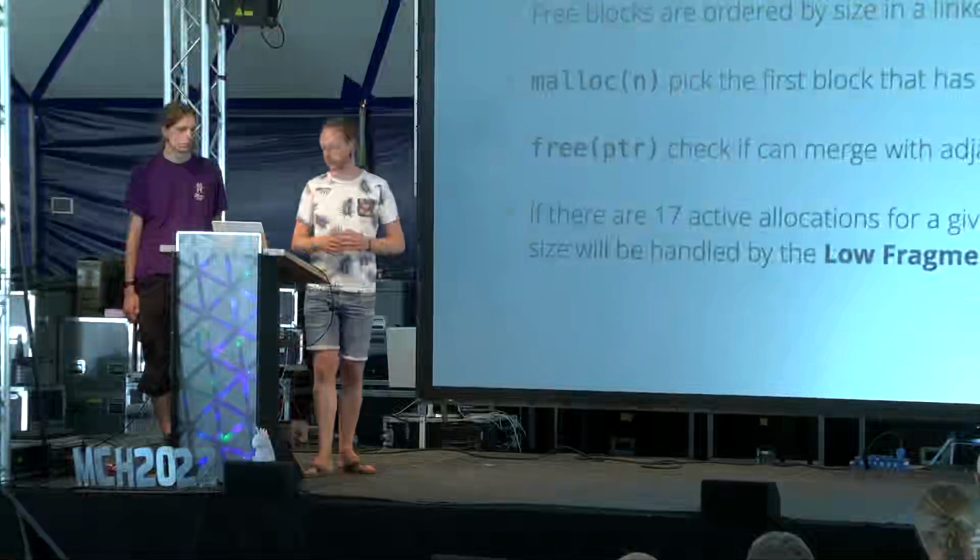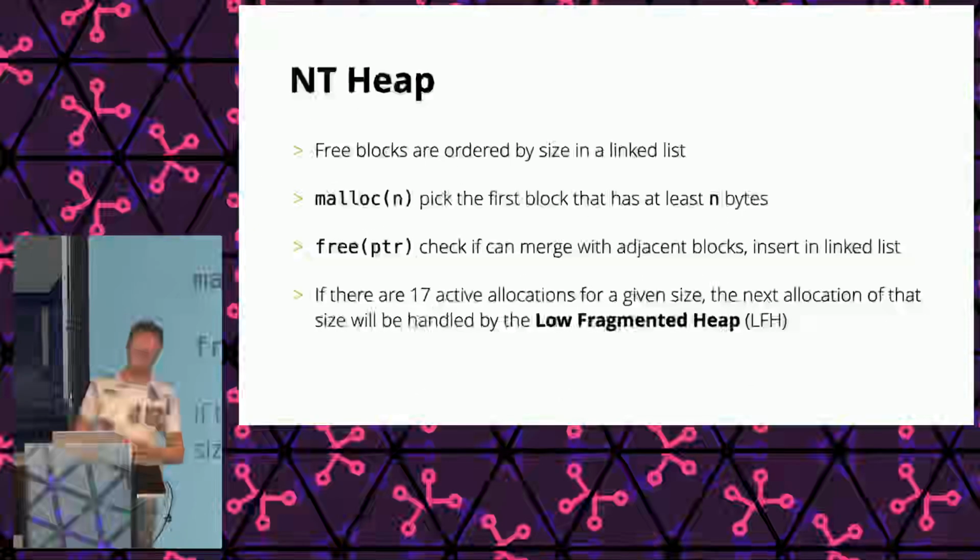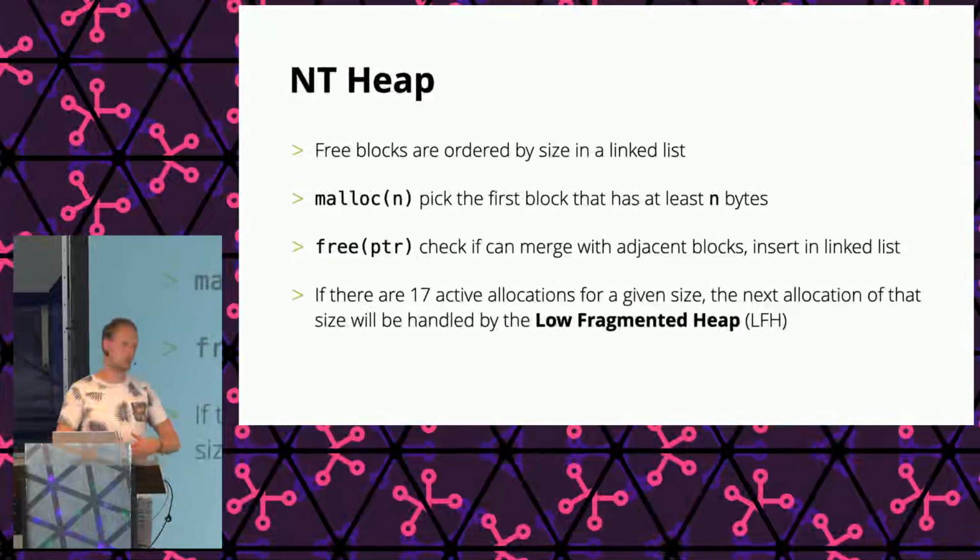So how does the NT heap work? Well, free blocks are ordered by size in a linked list. Whenever you request a block, it will walk that free list, and it will take the first block that fits your needs. So if you request 2024 bytes, it will look for the first block that contains at least 2024 free bytes. If you deallocate something using free, it will merge adjacent free blocks. So if the block that you just freed is adjacent to a block that was already free, then it will merge those two, making one bigger block, and insert that in the free list.